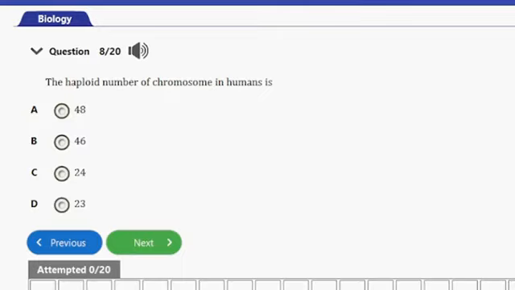So the haploid number of chromosomes in humans is actually 23. That's half the diploid number, where the diploid number is 46. So this is actually the number you find in sex cells like the sperm or egg. So that's it for this question.